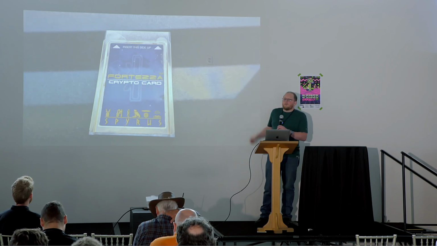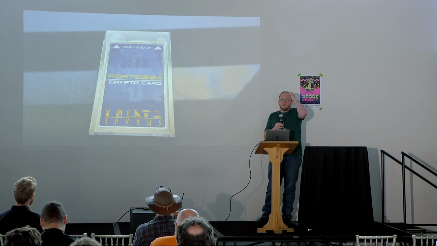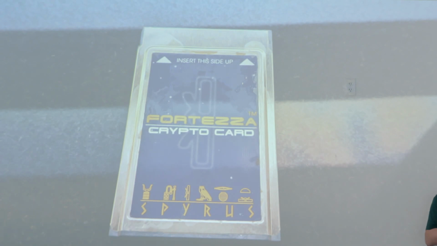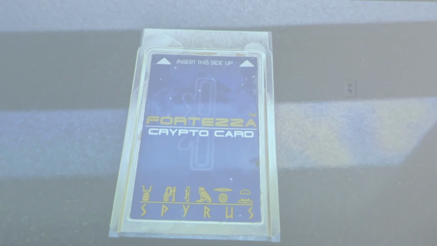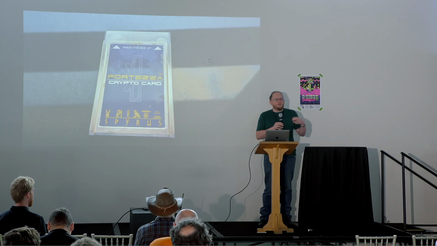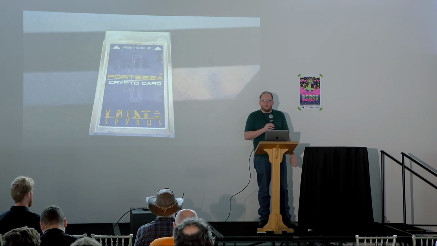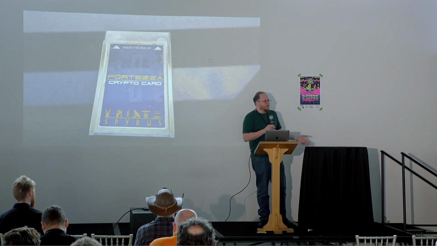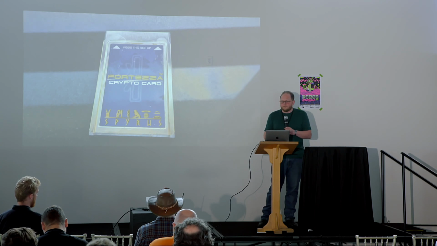So this is the Fortezza crypto card. This came out in, I think, 1997. You would plug this into your fancy government phone, and you would make a phone call, and you would have all of the backdoors that the Clipper chip promised. You had a few more algorithms that you could use.